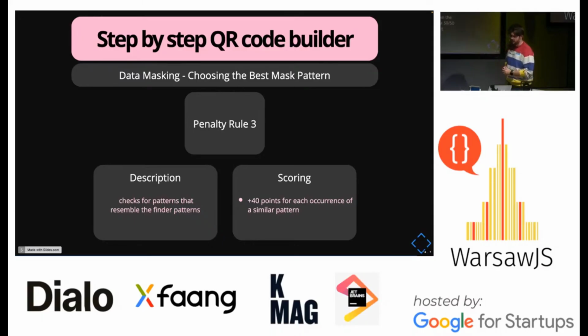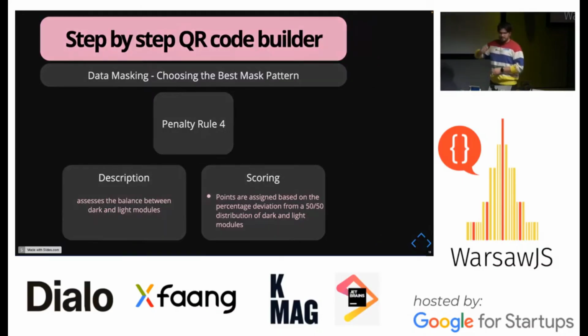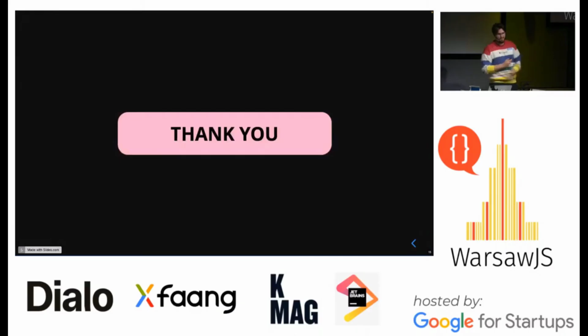And now there is the last one, and it just calculates the balance of white and black, dark modules. If there is a good balance, it gets 0 points. If there is a worse balance, it gets 7 points. Yeah, and that's all, but not all.